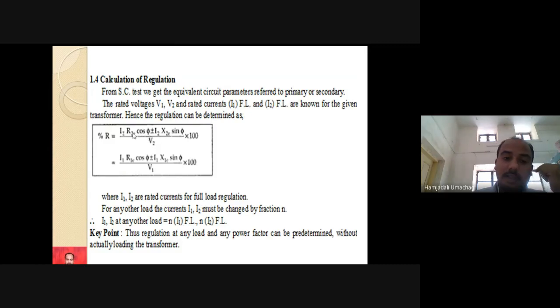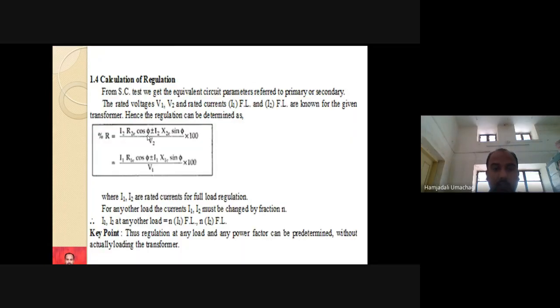Yes? Either you can use this formula or this formula. It is left to you. Both will give you the same answer. Only thing is, if you are going to stick to one side, that is, if you use secondary parameters, you have to consider only secondary side parameters. If you use primary side values, you need to take primary side values only. Only one side's parameters you need to take, and both will give the same result. Is it clear? Do you have any doubts?